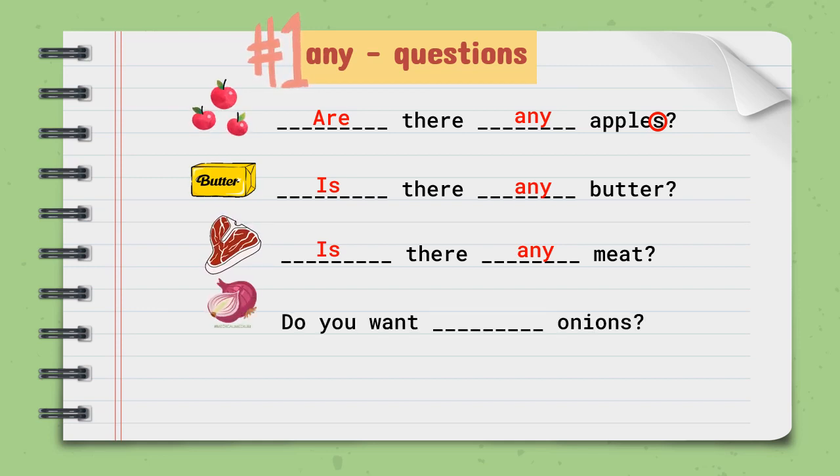Next one we have, this is quite different. But is it still a question? Yes, it is still a question. So this one is easy, you just have to put, do you want any onions? And the last one we have this, do you need any sugar? You just have to put any, right? Very good.